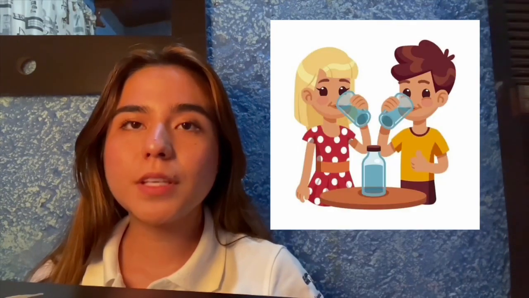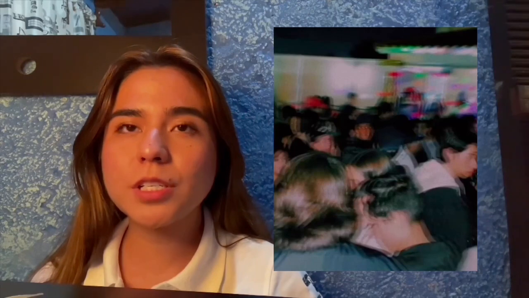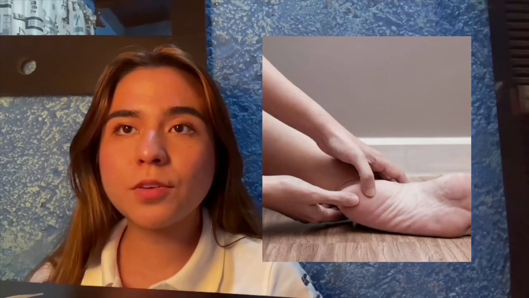Let's continue with the symptoms. The general symptoms are: urinate a lot, often at night, are very thirsty, lose weight without trying, are very hungry, have blurry vision, numb or tingling hands or feet, feel very tired, dry skin, have sores that heal slowly, and have more infections than usual.